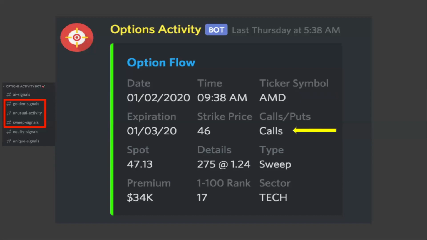Calls or puts, obvious. This is what they're buying. If they're expecting it to go up, it's your calls. If you're expecting it to go down, it's your puts. So that's what that is.